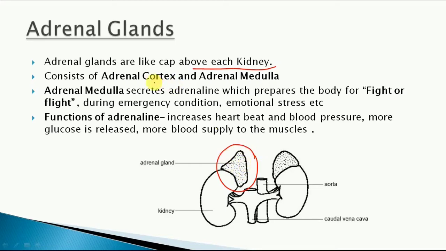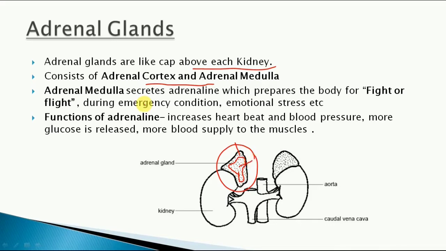Now the adrenal gland consists of two main regions, the adrenal cortex and the adrenal medulla. Like the kidney, which consists of two regions, the outer dark cortex and the inner lighter medulla, the adrenal gland also consists of two parts. The outer part is called the adrenal cortex and the inner part is called the adrenal medulla.